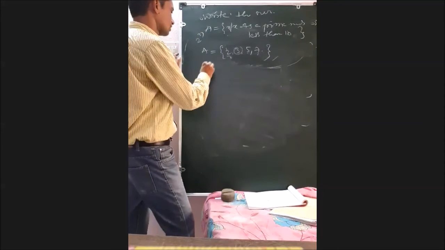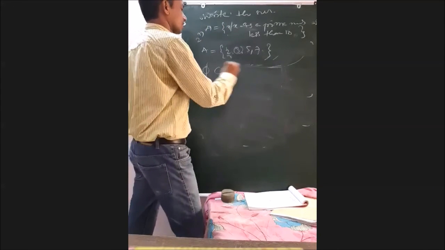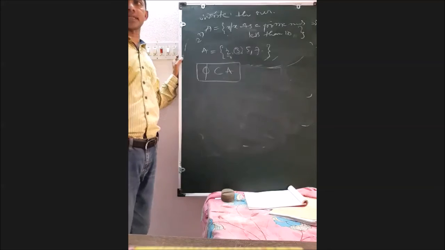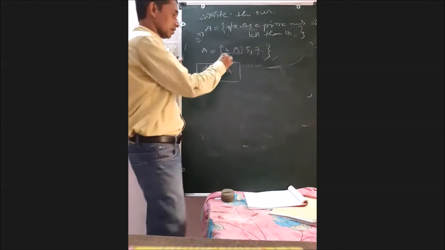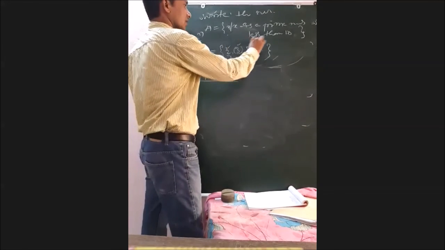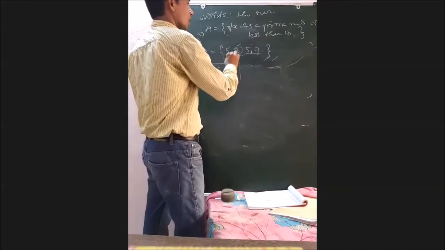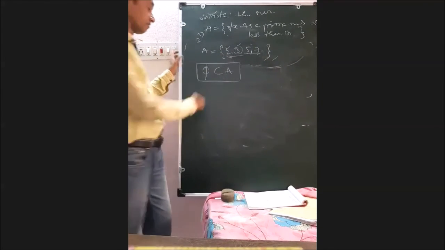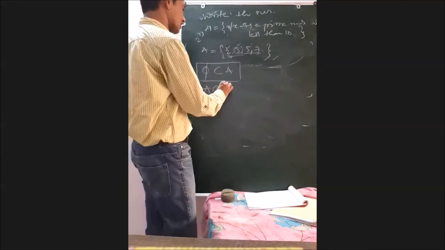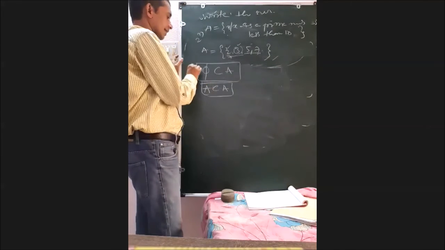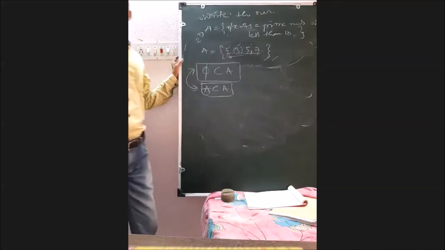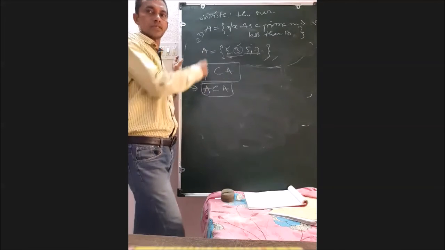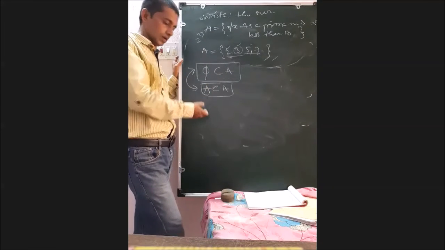You should remember the null set is a subset of every set. Null set is a subset of every set. Then you have to write the single-element sets, then 2 and 3, and again the combinations. And every set is itself a subset. Keeping this in mind, you have to write all the subsets. These kinds of questions you may come across.